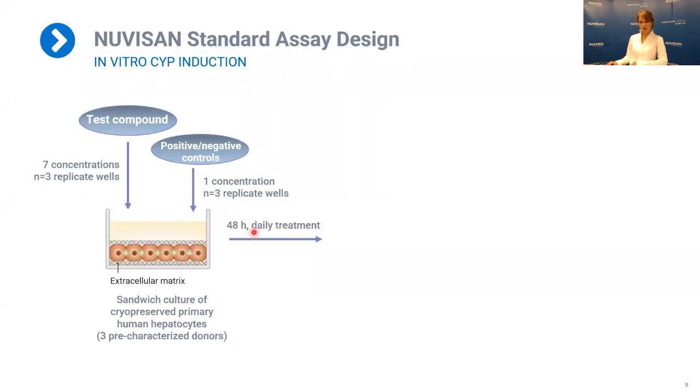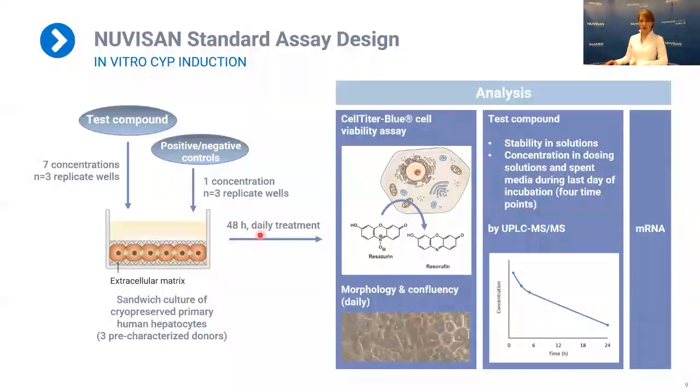The entire treatment period lasts 48 hours, and we replace the treatment medium with the compound daily. On the right side here, you can see our analysis endpoints. Throughout the entire treatment period, we monitor morphology and confluency. And in addition, at the end of the treatment period, we perform a cell viability assay. Our standard assay is the CellTiter-Blue assay. And we perform a cell viability assay because we would like to identify false negatives, which means wells which show no induction, but only due to a cytotoxic effect.